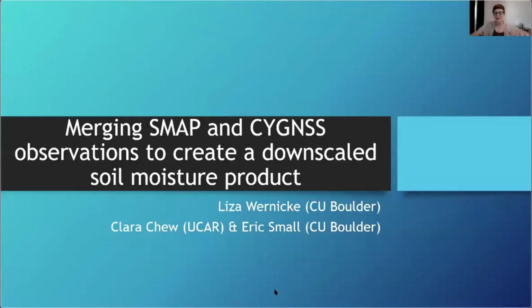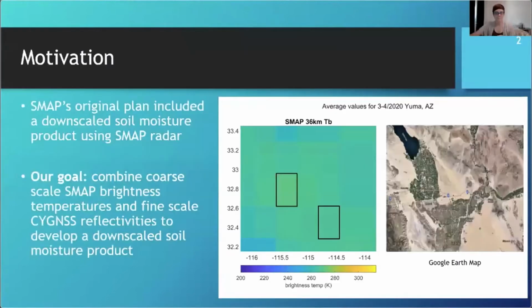Hi, I'm Liza Wernicke. I'm a graduate student at CU Boulder, and I'm working with Clara Chu and Eric Small to merge SMAP and Cygnus observations to create a downscaled soil moisture product. The motivation behind this project stems from the fact that SMAP's original plan included a downscaled soil moisture product using SMAP radar. However, the SMAP radar became non-operational shortly after launch, and there have since been different attempts to downscale SMAP using other radar data.